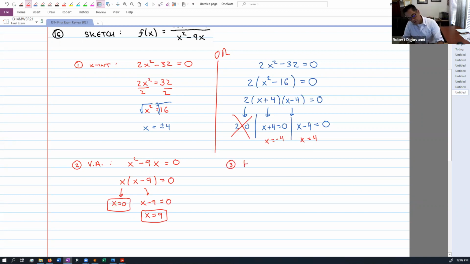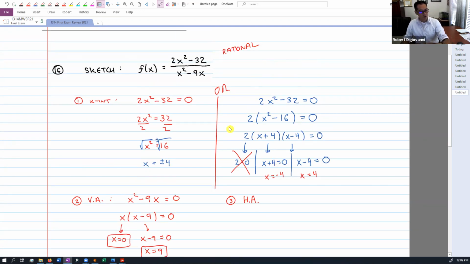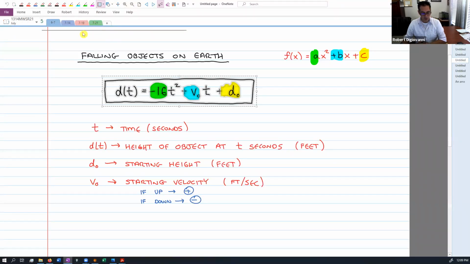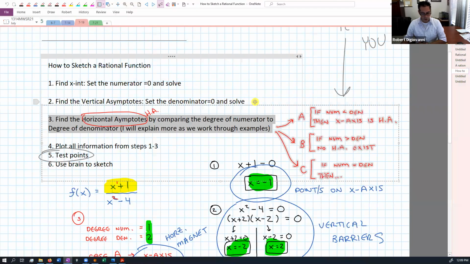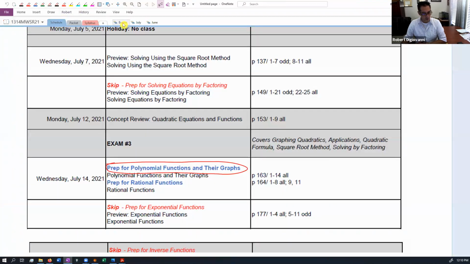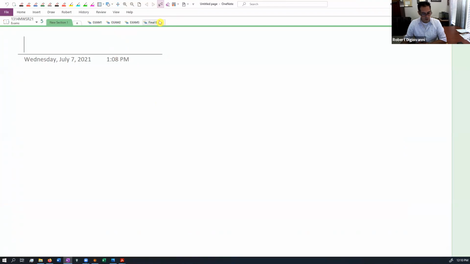Third step is the horizontal asymptote, and this was the tricky one. What you're going to do is look at the degree of the numerator and denominator and compare them. And we had different cases. So let me remind you of the cases. Here were the cases we had. And I told you that the only thing I was going to ask you was, let me move this over and then we'll talk about it.